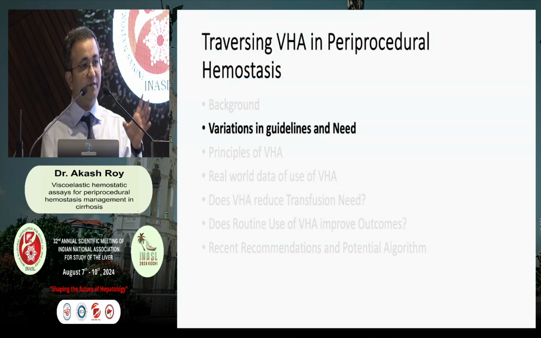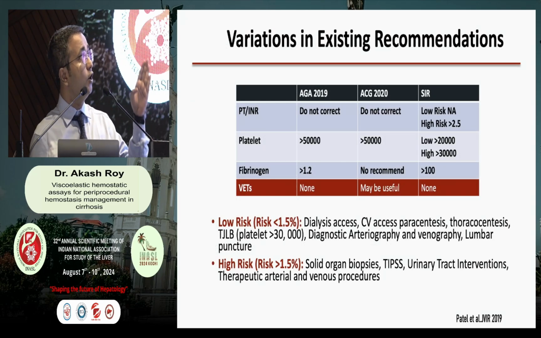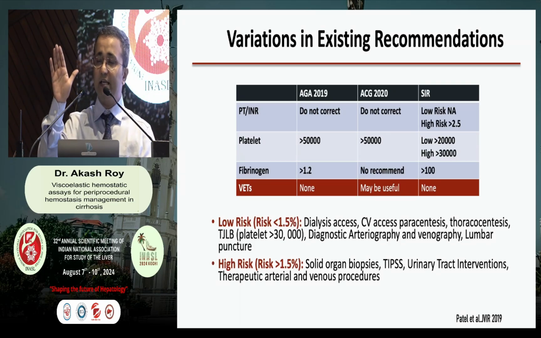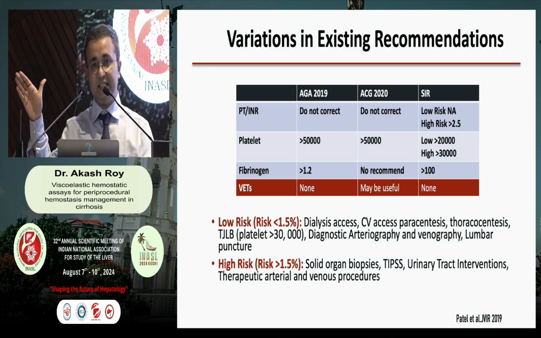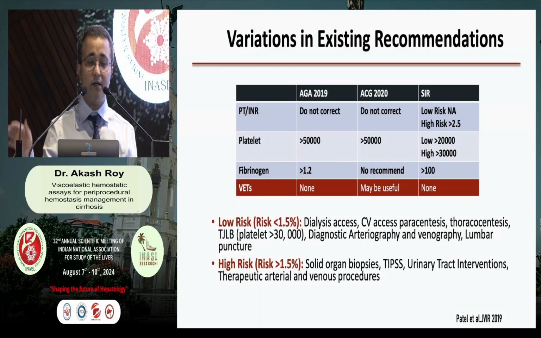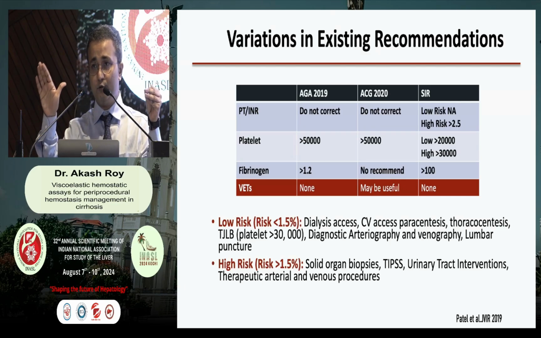There are multiple variations in the guidelines. These are the guidelines that are there. You see the AGA, which says no correction of PT-INR is required. You see similar things being followed by the ACG. For platelets, if you are more than 50,000, you can go ahead. For fibrinogen, one guideline recommends fibrinogen levels, the rest do not.